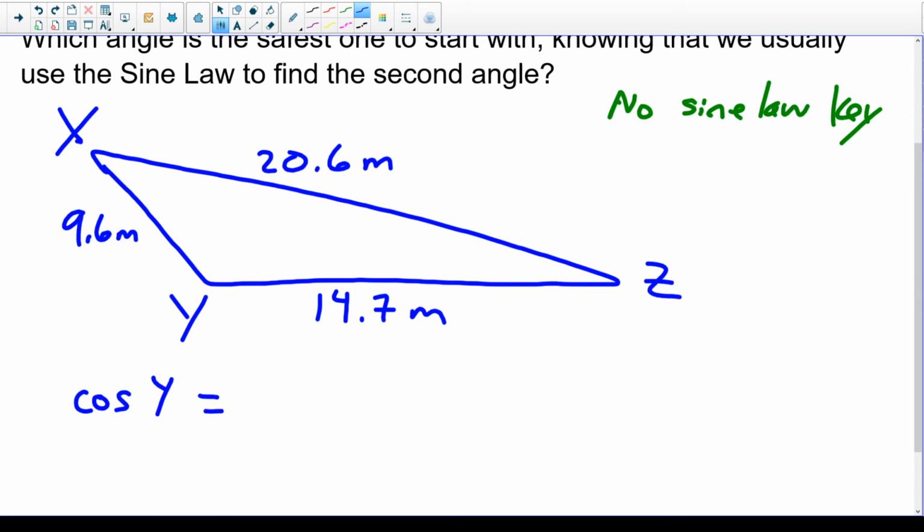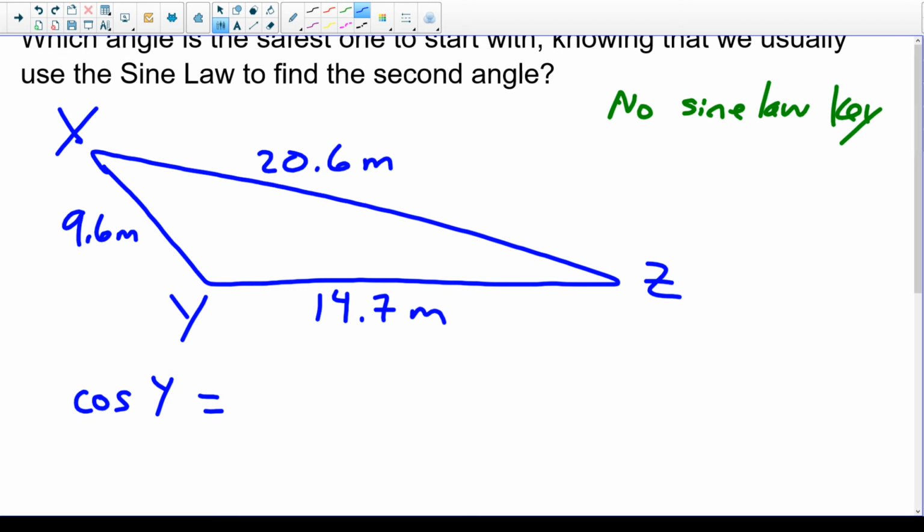Now, what I would like you to do right now is a little bit of a mental exercise. And I don't want you typing it out in chat. It's going to be too hard to type out anyway. I'd like you to see if you can isolate cosine Y in the cosine law equation mentally, okay? Using what we did on the previous slide.